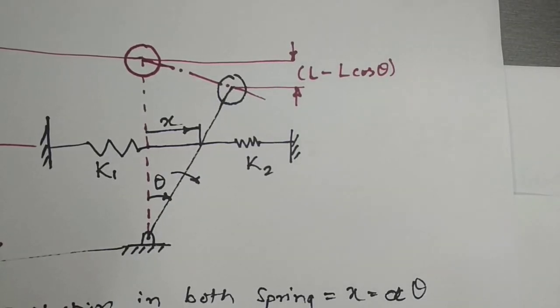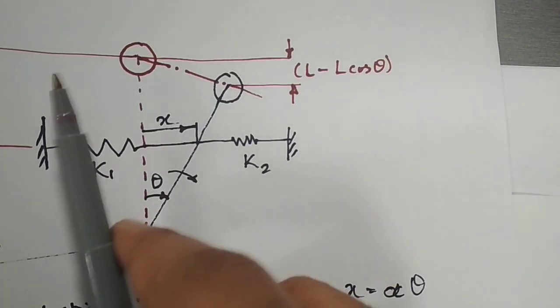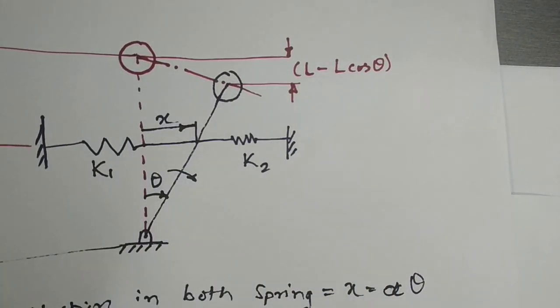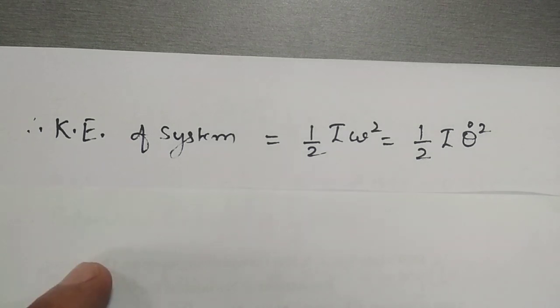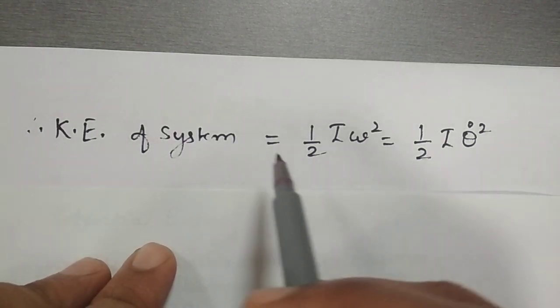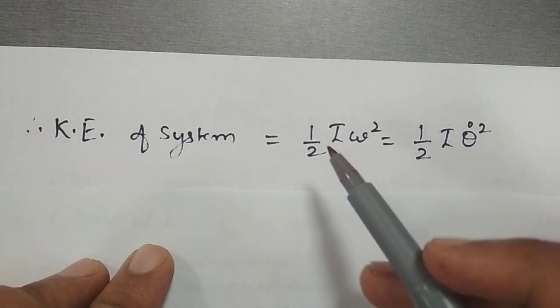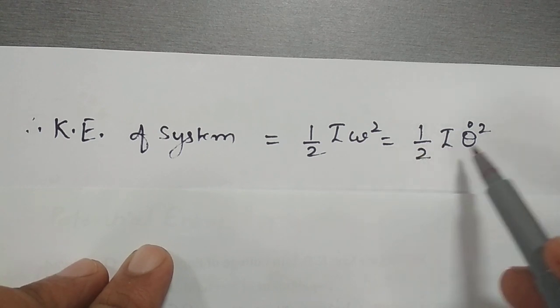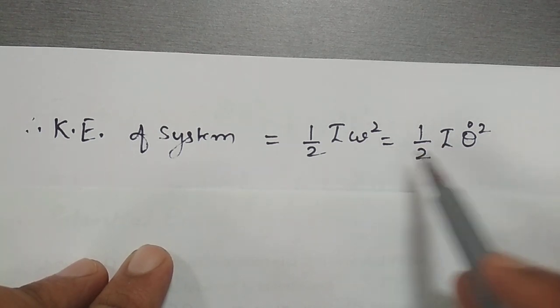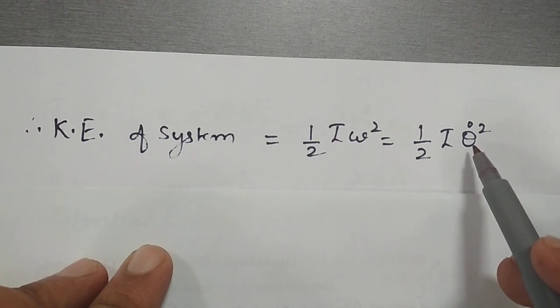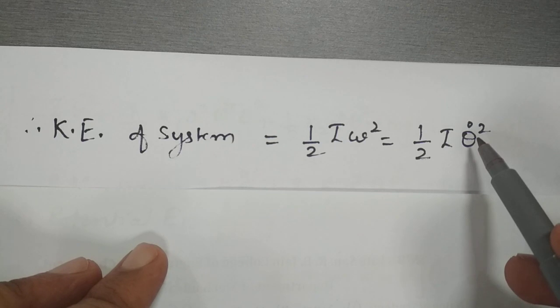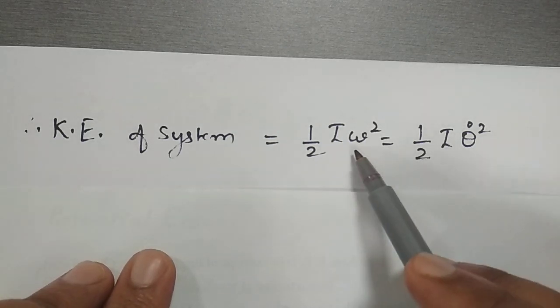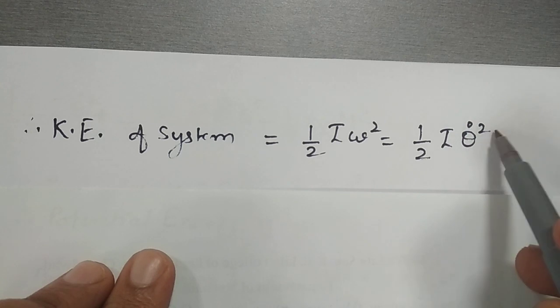Now we will think about the kinetic energy, as this pendulum is moving like this. The kinetic energy of the small mass m is equal to one half I omega square. Omega is angular velocity, and we know theta is angular displacement, and theta dot represents the derivative with respect to time of theta, meaning angular velocity. So I omega square becomes I theta dot square.